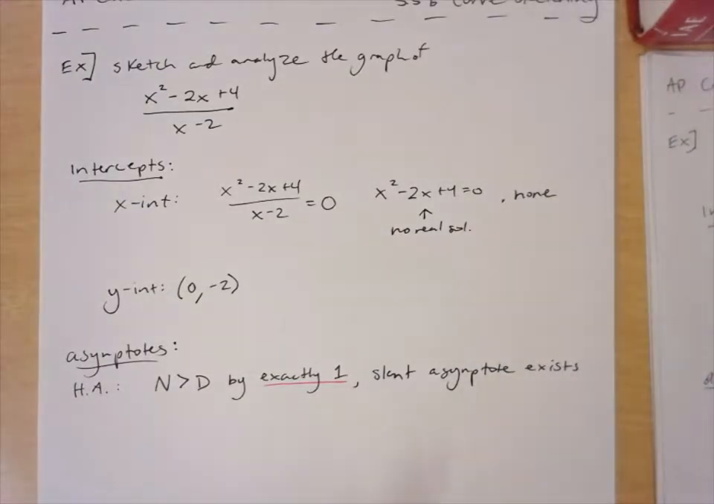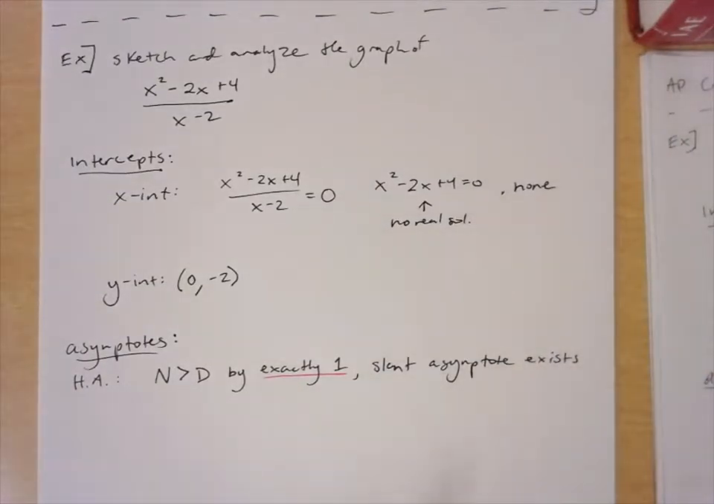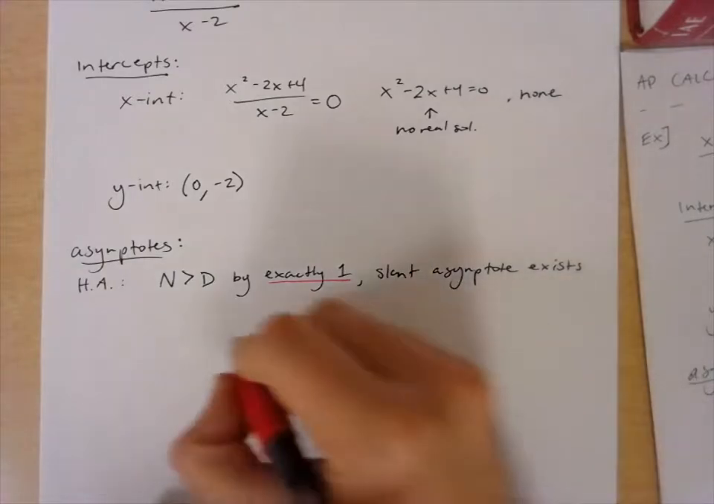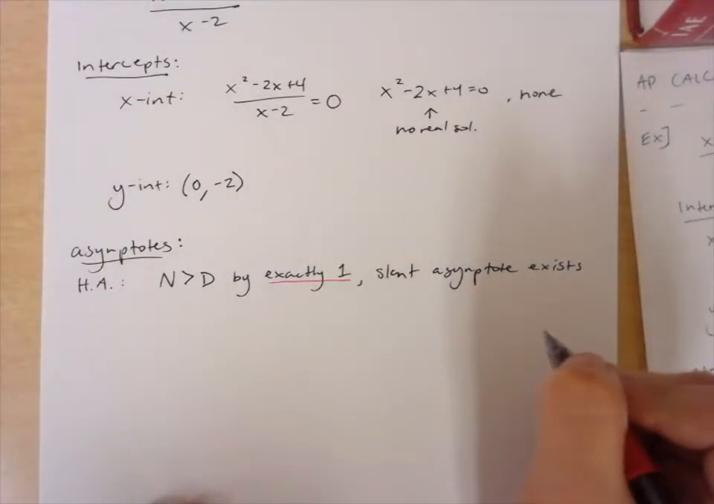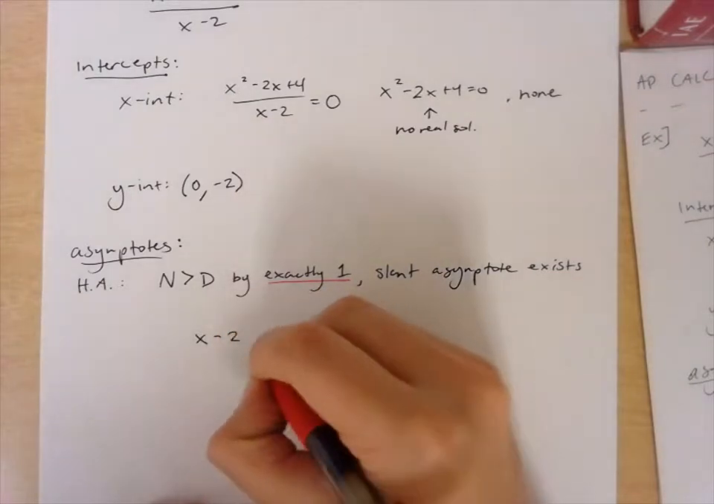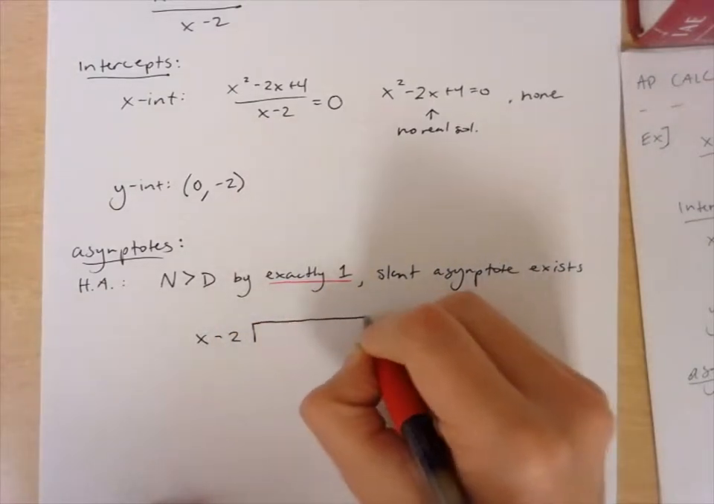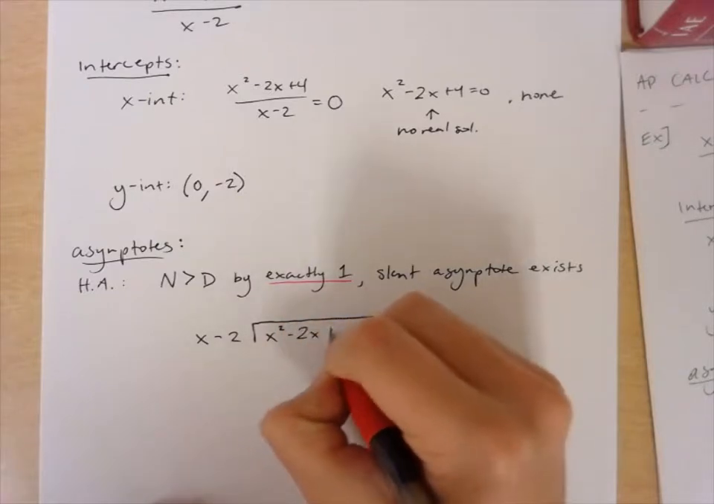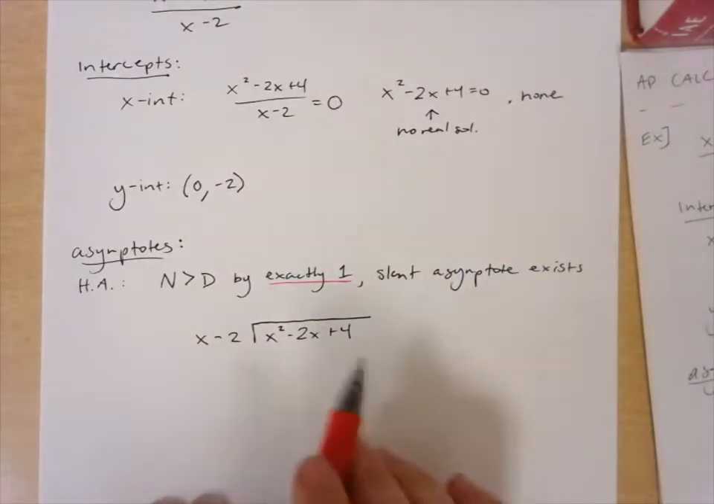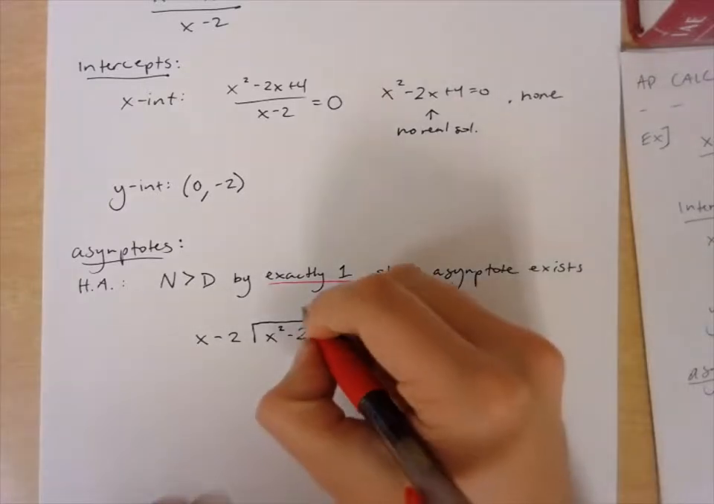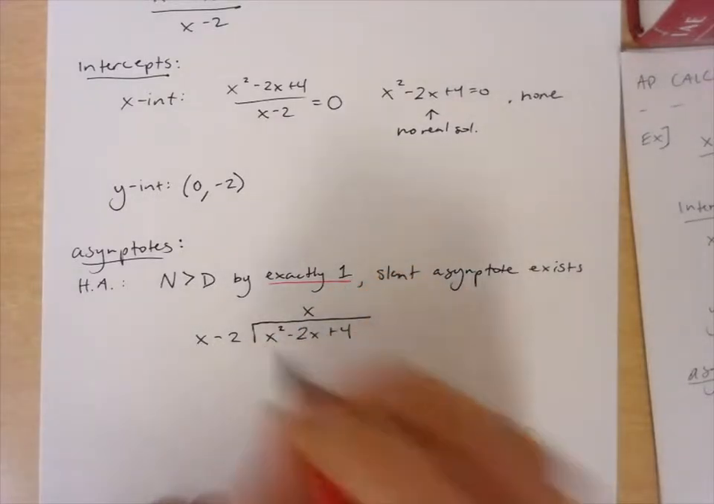Here's how we find slant asymptotes. We perform some long division. I understand this is probably a review skill, so let's review it. To do some long division, I take what's on the bottom, x minus 2, and put it outside, and then I draw that little box over what was on the top, x squared minus 2x plus 4. And now I ask myself, x times what gets me x squared? And the answer is x. X times x is x squared.